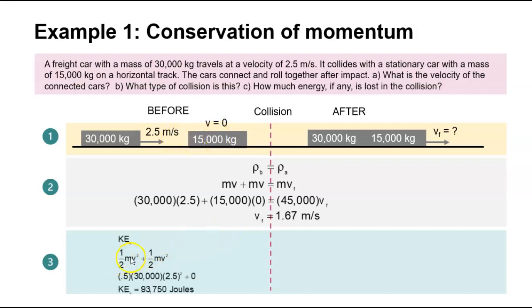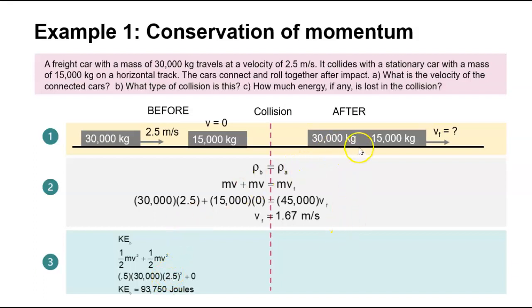So I have 1/2 mv squared, 1/2 times 30,000 times 2.5 squared. And since this guy has a velocity of 0, his kinetic energy is going to turn out to be 0. So I have before 93,750 joules of kinetic energy. How much do I have after?